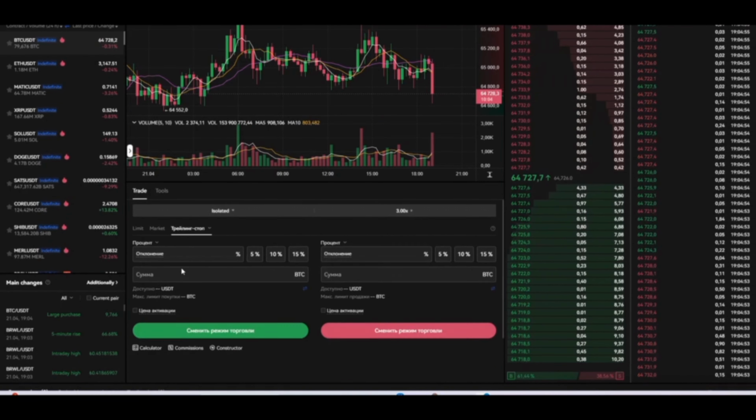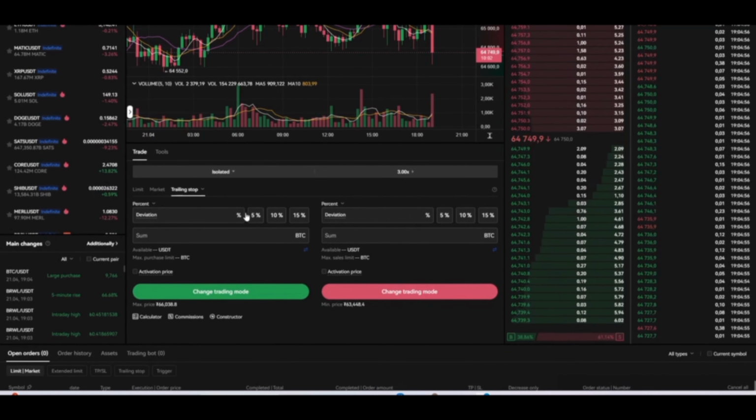Specify the percentage. This means that you specify a percentage that will allow you to set a value upon reaching which stop loss will be set automatically. If you wish, you can specify the activation price for this order.